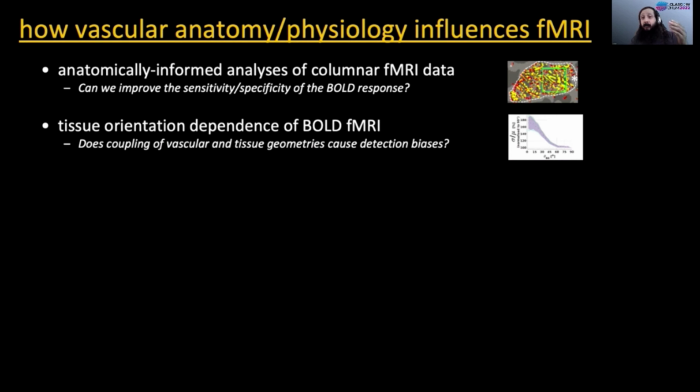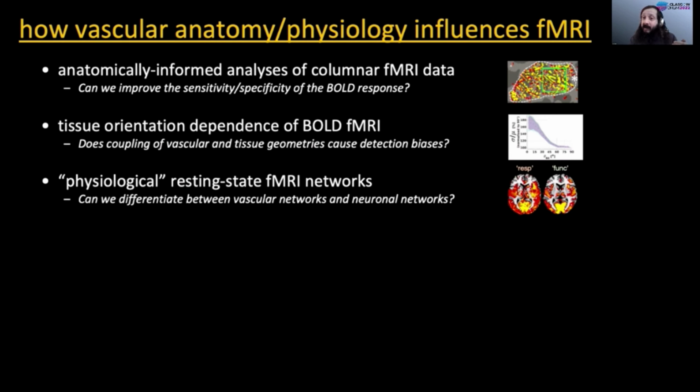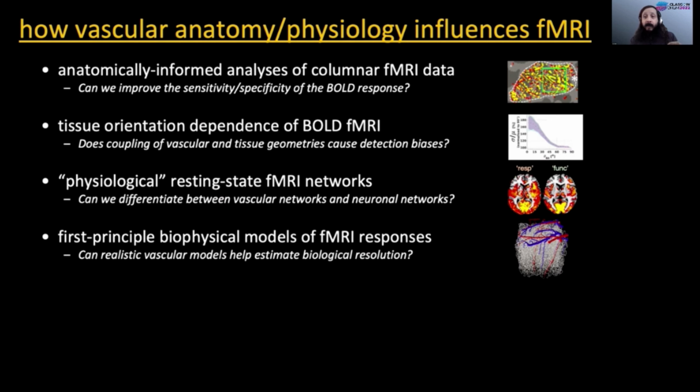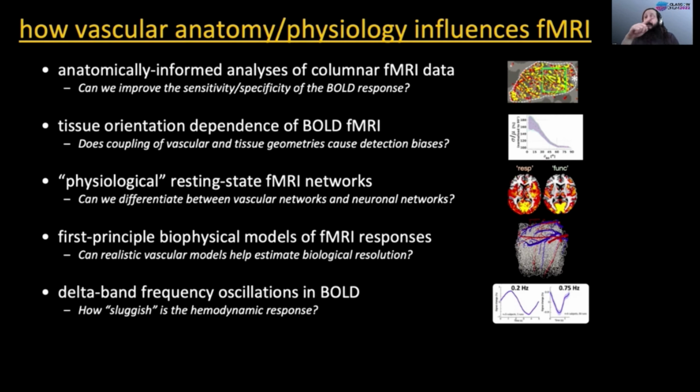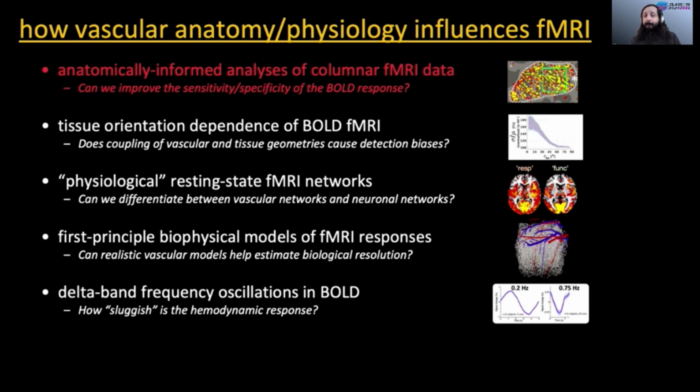So then I'll present our work on physiological resting state fMRI networks, and here ask, can we differentiate between vascular networks and neuronal networks in our fMRI data, which I'll define. So I'll also show some recent work on biophysical models of fMRI responses and ask, can realistic vascular models help us to estimate this biological resolution? And I'll conclude by showing some fast fMRI results tracking delta band frequency oscillations in BOLD and pose the question, how sluggish really is the BOLD response? Okay, so first, anatomically informed analyses.